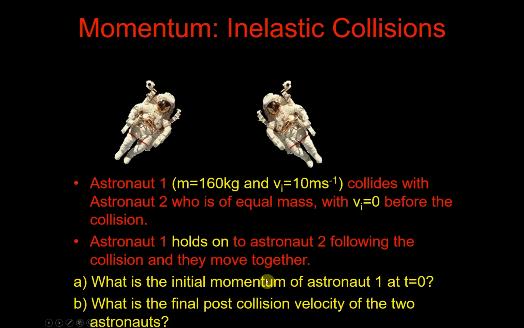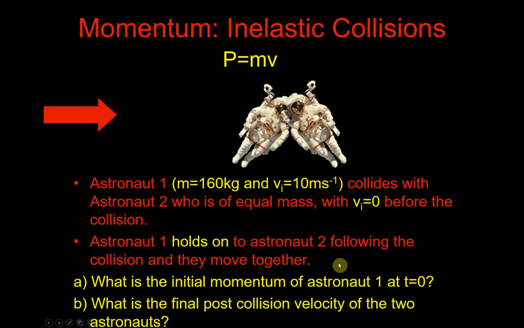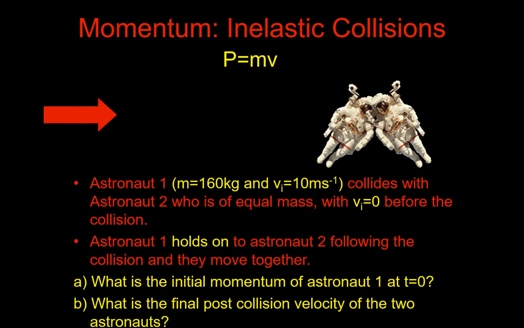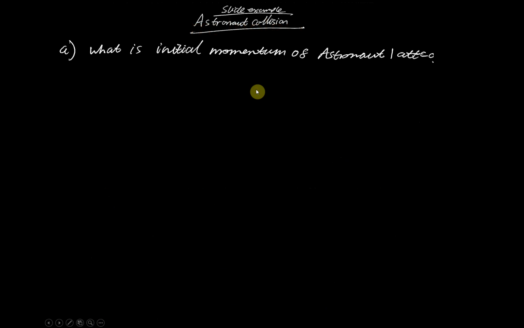Two questions. What is the initial momentum of astronaut 1 at t equals 0, so at ti essentially? What is the final post-collision velocity of the two astronauts? So astronaut 1 is going to hit astronaut 2, and the only equation we're going to apply is P equals mv. So this is a classic inelastic collision situation.